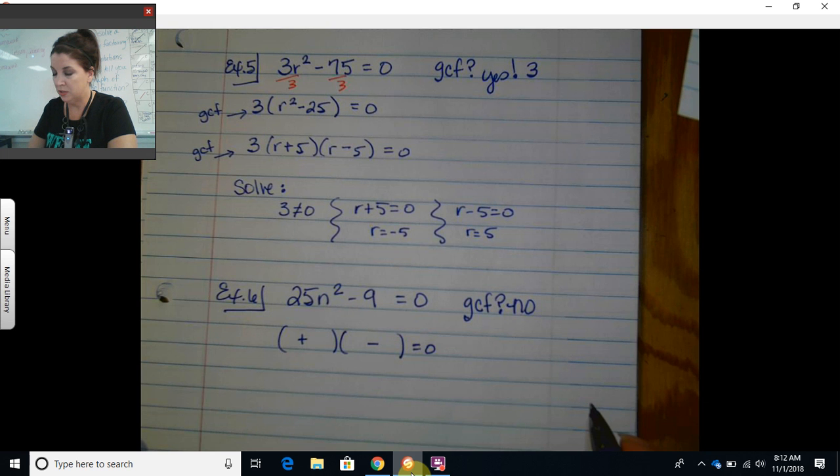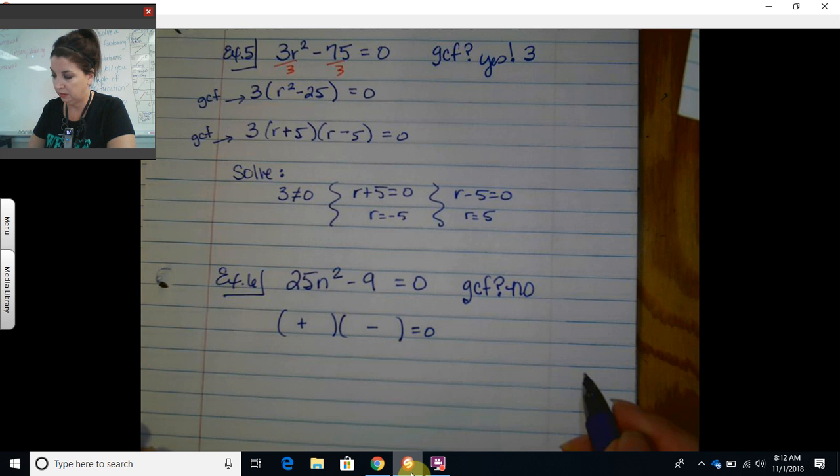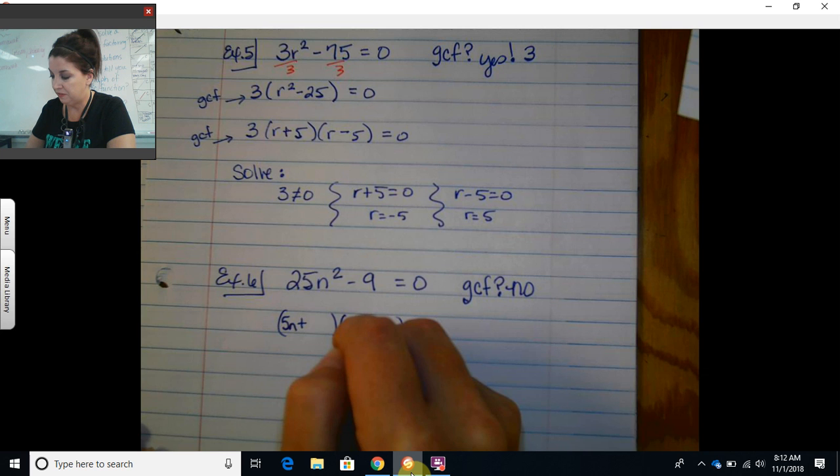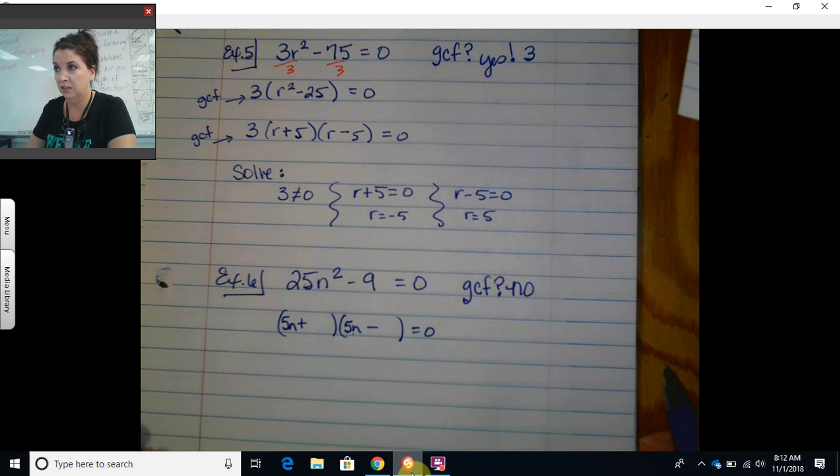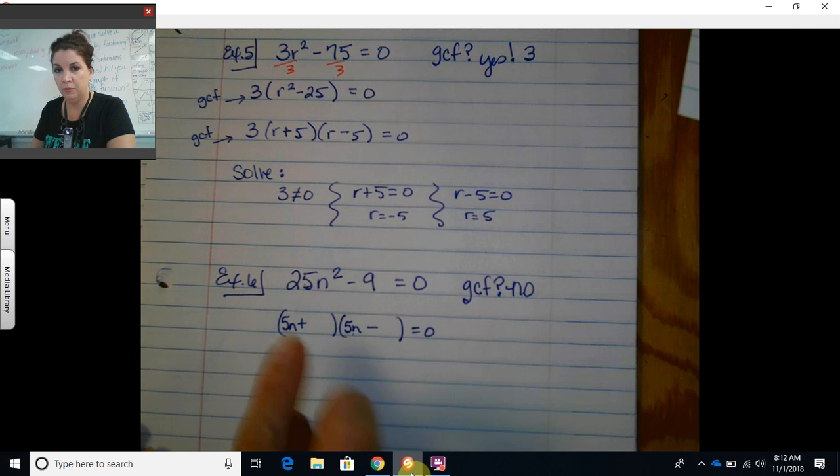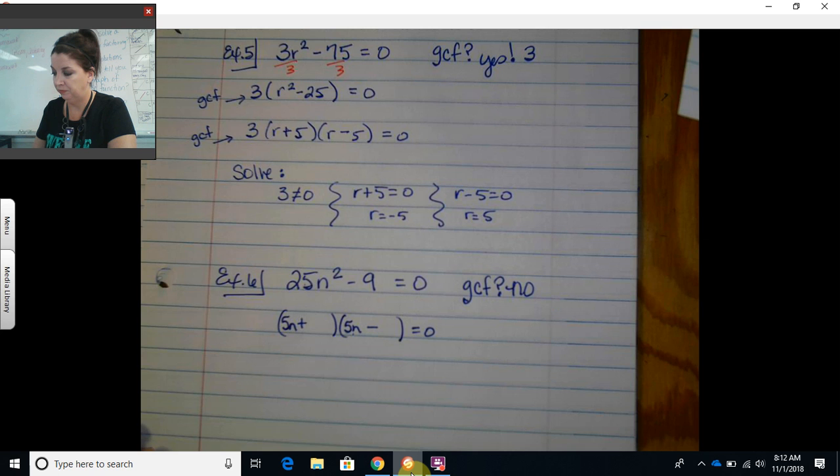What's going to be the first term in each set of parentheses? 5n. Isn't 5n times 5n 25n squared? Yeah. A lot of kids make the mistake, they'll put both 5n's in the same set of parentheses. You don't want to do that. Okay, the square root of the first term is the first term in each set. Can't put them together. What's going to be the second term in each set? 3.